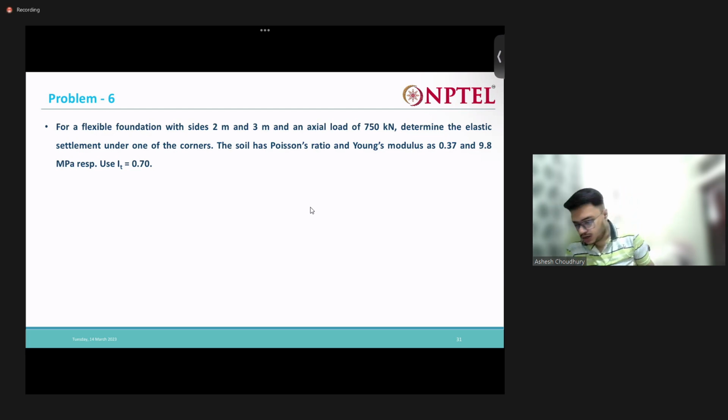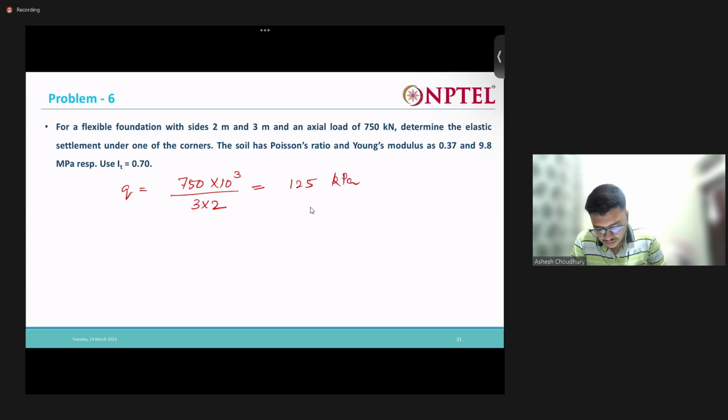Use Is. So since the length and width of the footing are given and the axial load is given, we can find out the stress acting at the base of the foundation. This is nothing but 750 over 6, which is nothing but 125 kPa. Oh, so it will not be kPa, it will be Pascal. Because we are multiplying by 10 to the power 3, so this is 125 kilopascals.